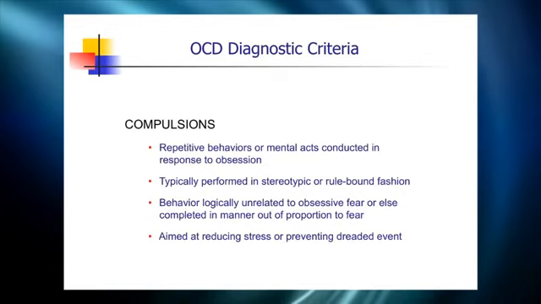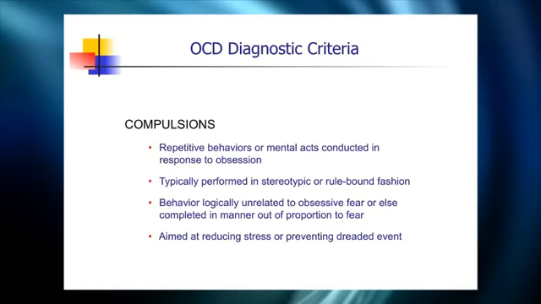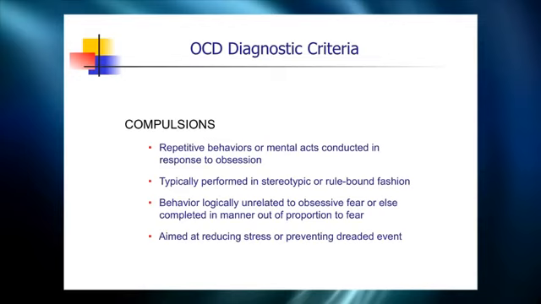The behavior is either logically unrelated to the obsessive fear. So, for example, somebody who needs to do things in multiples of three, picking up the coffee cup one, two, three times before they drink it to ward off something bad happening to their mother. The compulsion is not related in any logical way to the fear of protecting mom. Or if it is related, and the most common example would be excessive hand washing in response to contamination or germ fears, it really is out of proportion to the realistic danger associated with the obsession.